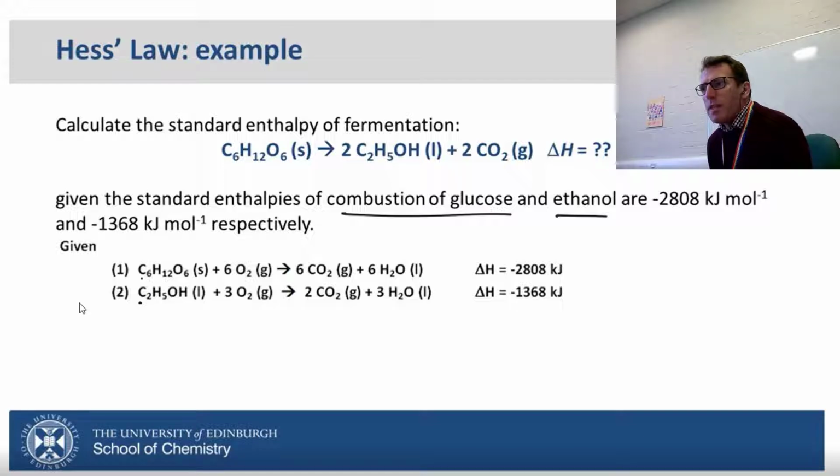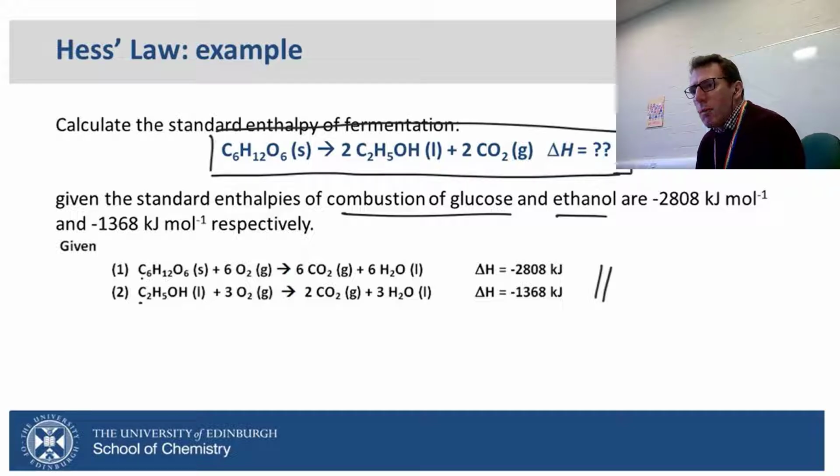The task now is to look at what we call our target equation. Our target equation is this one in blue at the top, the equation where we don't know the enthalpy. We then look at each of our given equations and see how they match up with the target equation. When we look at equation 1, for example, we see we have 1 mole of C6H12O6 on the reactant side. In our target equation, we have 1 mole on the reactant side.